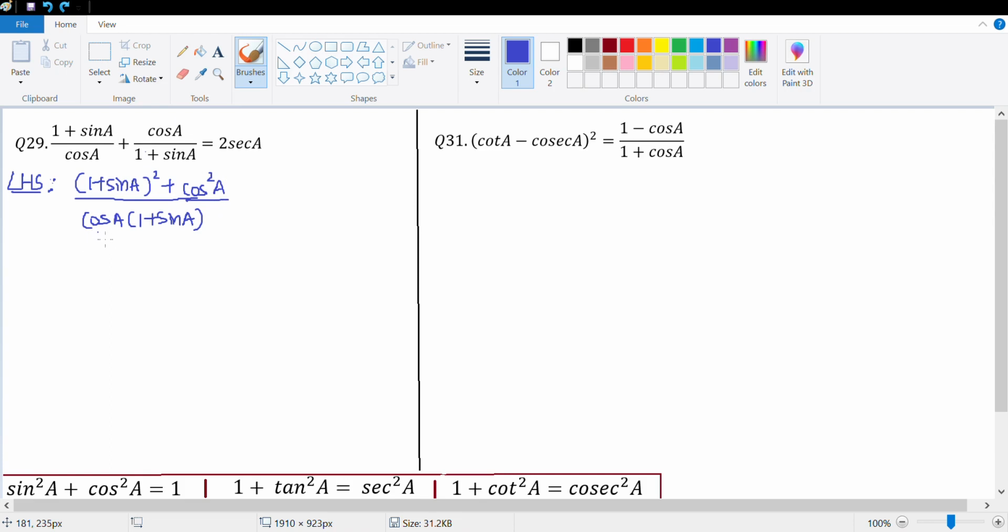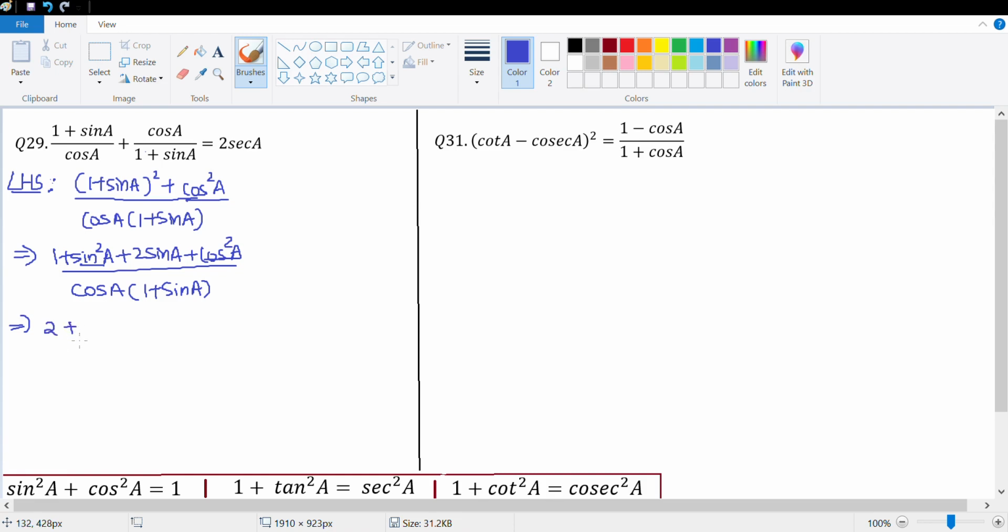Next, let's look at what this gives us. Let's open the brackets. So when I open the brackets, I get 1 plus sin square A plus 2 sin A plus cos square A upon cos A into (1 plus sin A). Let's see if this helps. What I have is sin square A plus cos square A, which will give me 1 more, because sin square A plus cos square A is 1.